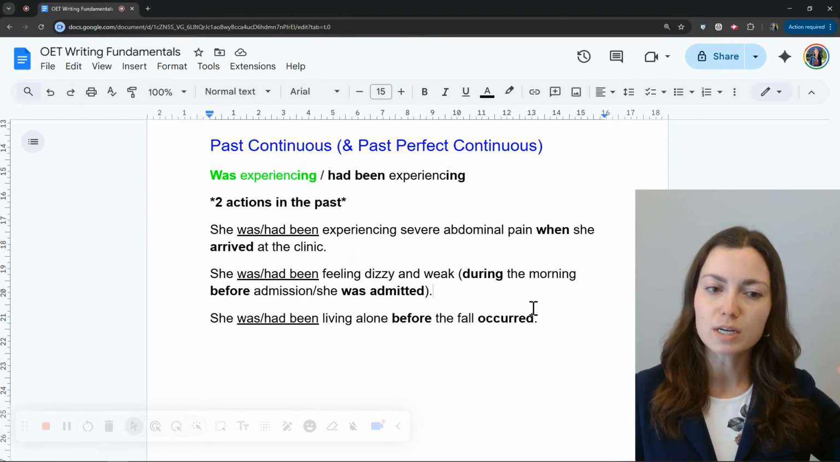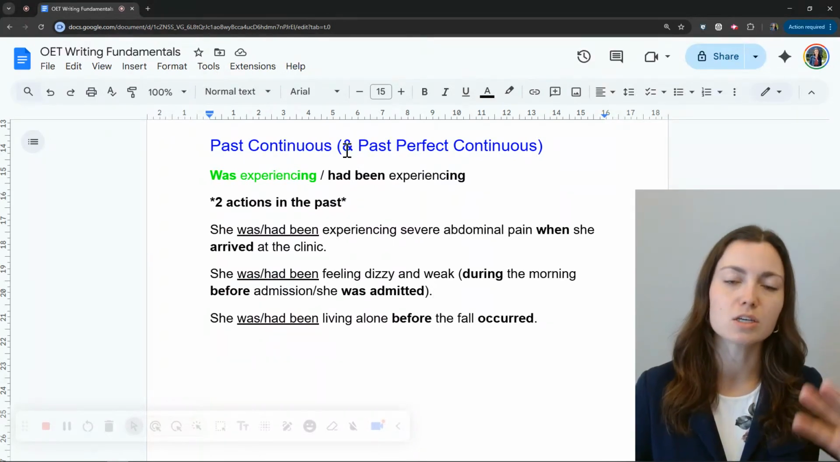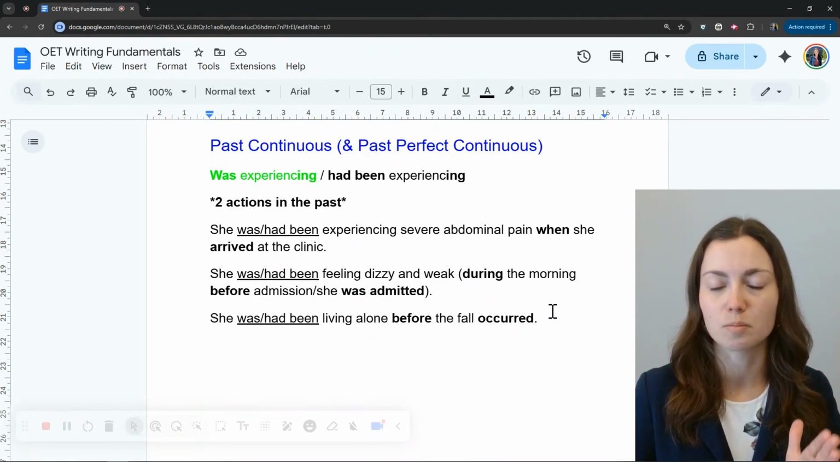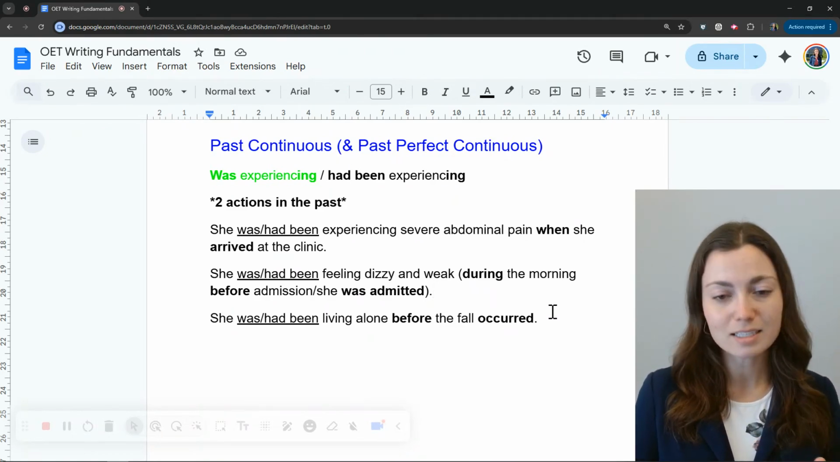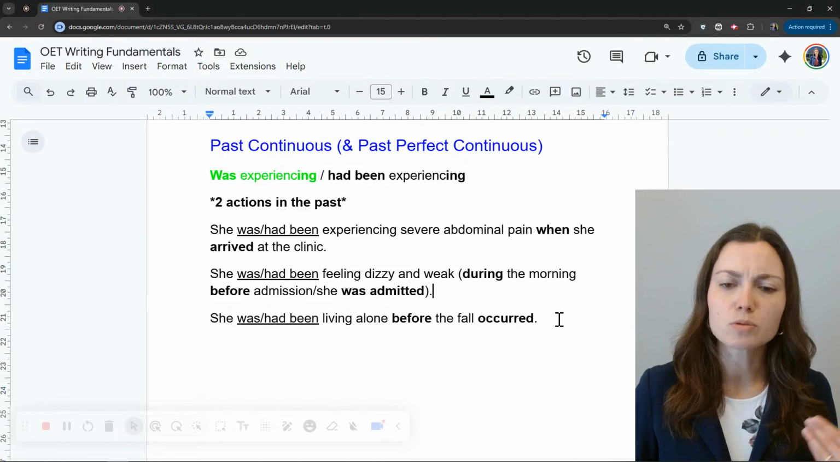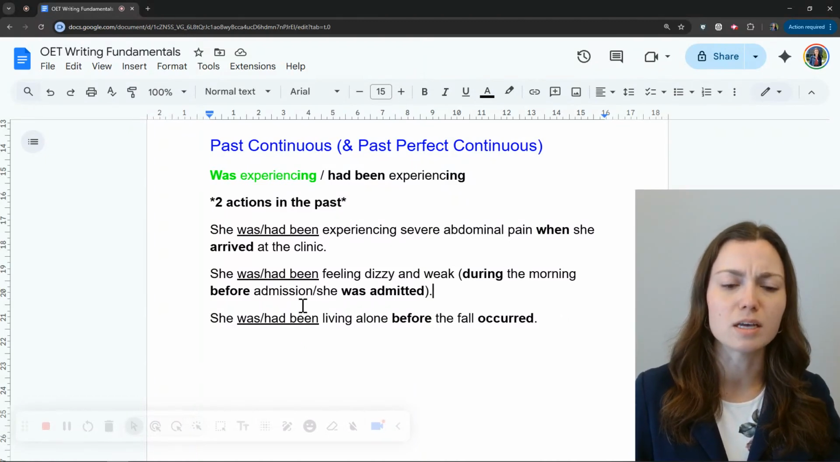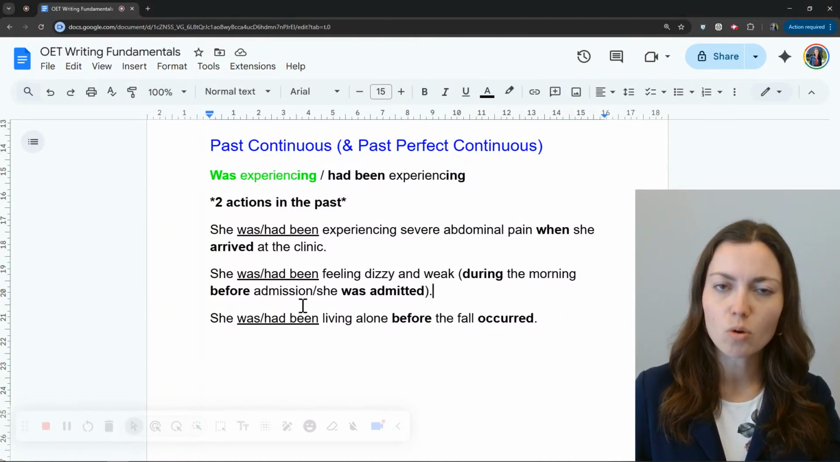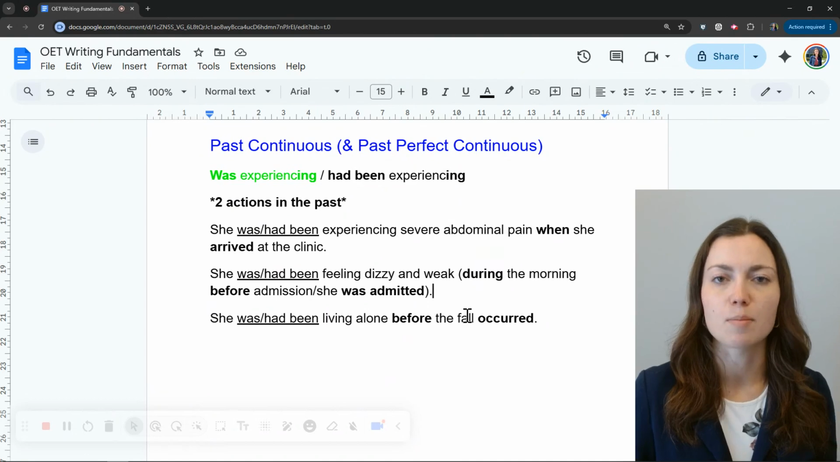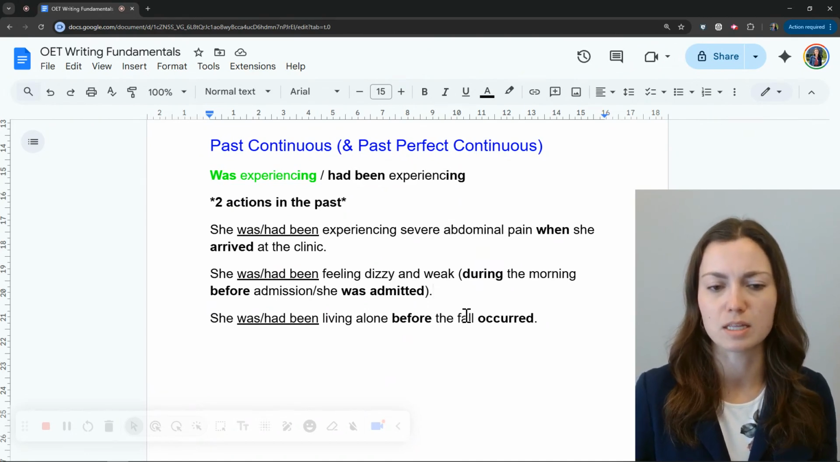Notice that the reason you're using past continuous, you're setting the context for a simple action in the past. And that's as simple as it gets. This is how you're going to use it. And the most common scenario, as you can see, is with symptoms or with events that happen once. For example, a fall, right, that we see there.